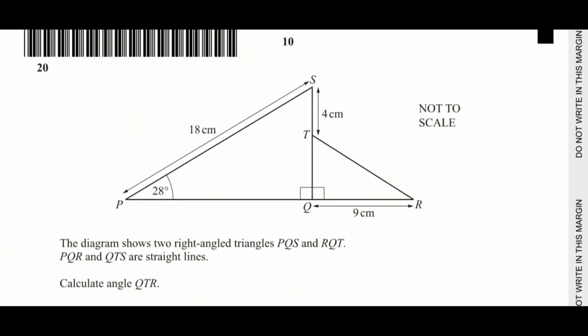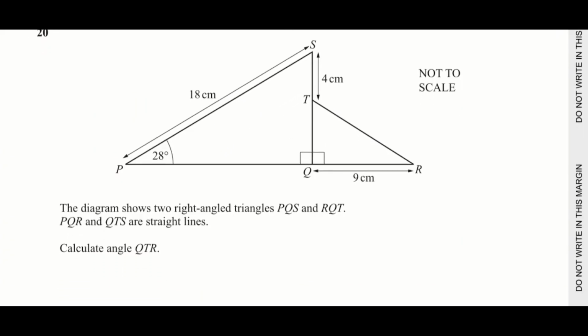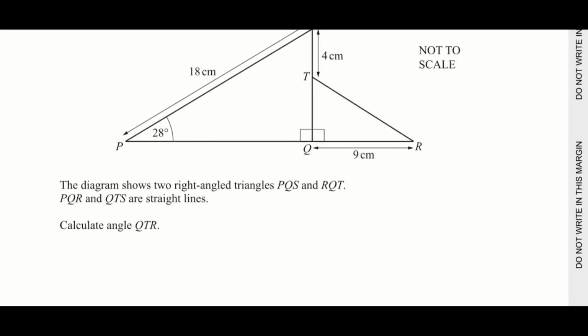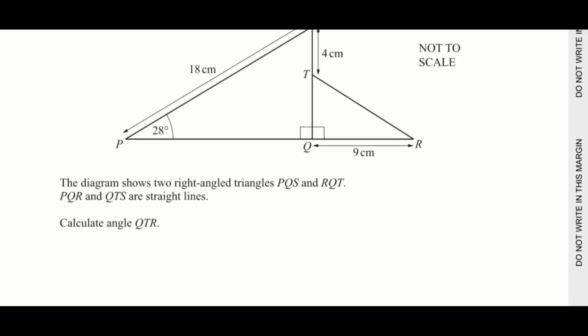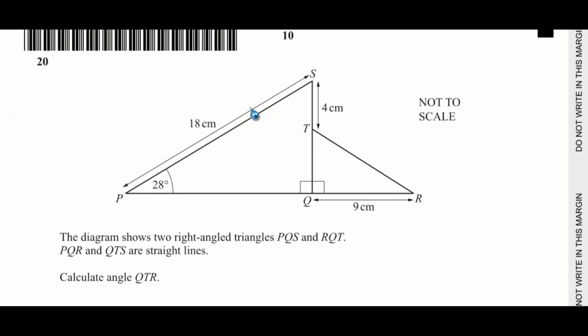Question 20. The diagram shows two right angle triangles PQS and RQT. So PQR and QTS are straight lines. Calculate angle QTR. So we want to find this angle, which you can call theta. For you to get this, we need to use this side and this side. So we need to find TQ. But from triangle PSQ, I can find the whole of SQ.